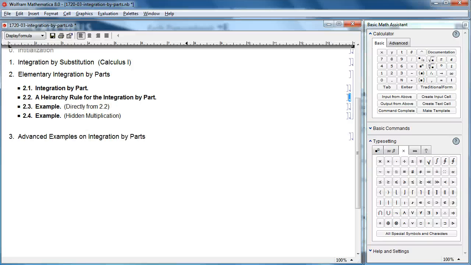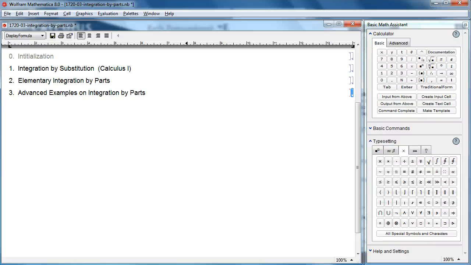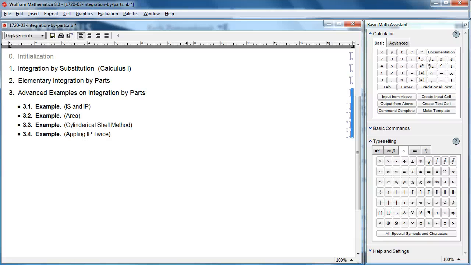Some more advanced examples of integration by parts. I think I'll have to do this in the next segment of video. And even there, the examples where the hierarchy rule fails will not appear. I mean, those examples are really rare.